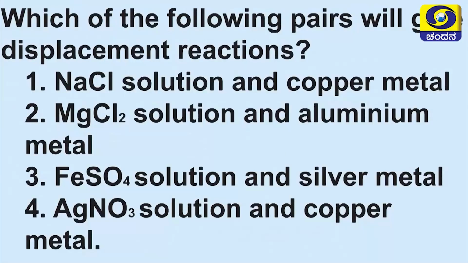Which of the following pairs will give displacement reaction? When sodium chloride solution is reacted with copper metal, when magnesium chloride solution is reacting with aluminum metal, or when silver metal reacts with ferrous sulfate solution, or when copper metal reacts with silver nitrate solution. So, you have to think and answer which among these four will give displacement reaction.